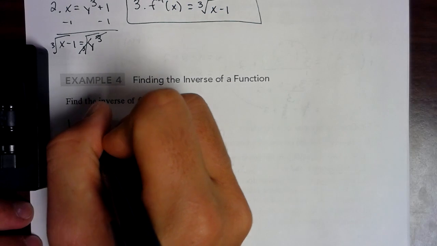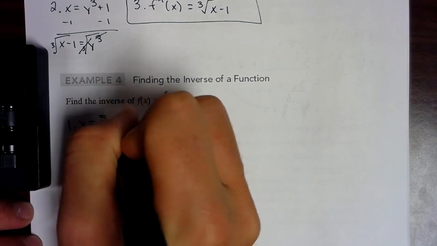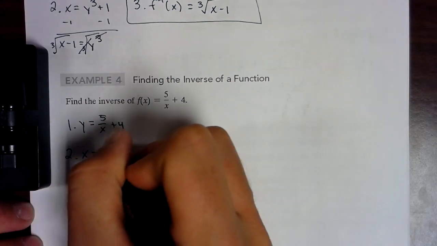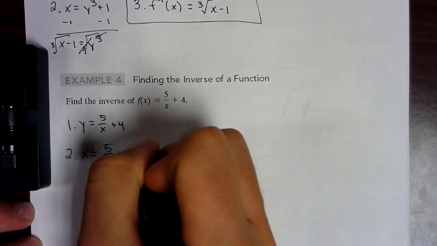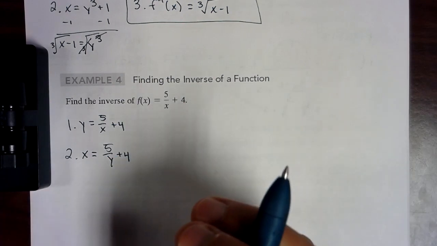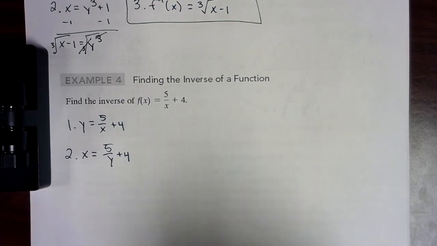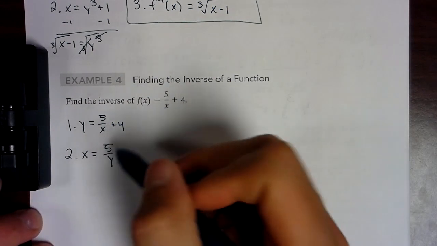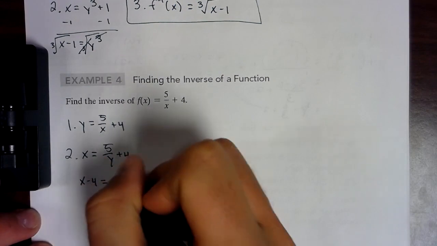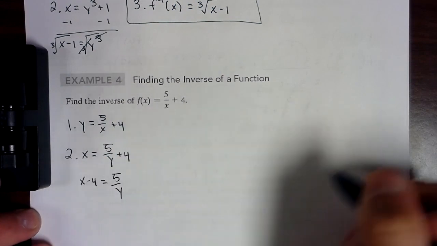So y equals 5 divided by x plus 4. Let's switch x and y. So it's x equals 5 divided by y plus 4. Now, we have this dividing by y. Before we want to handle that, let's first minus 4 and get this whole 5 divided by y by itself. So I have x minus 4 equals 5 divided by y.